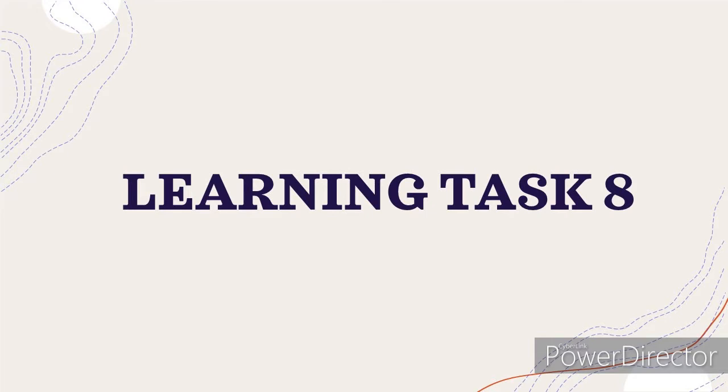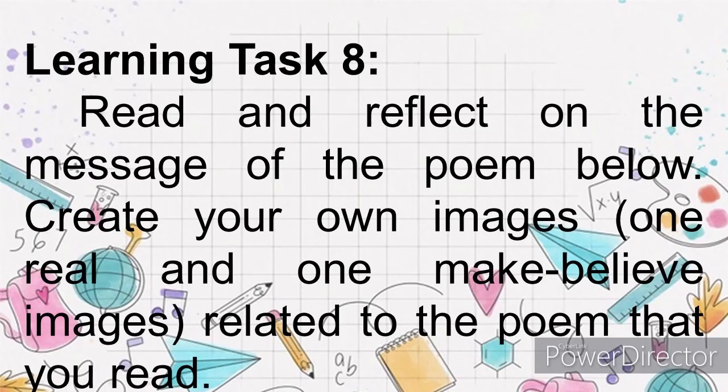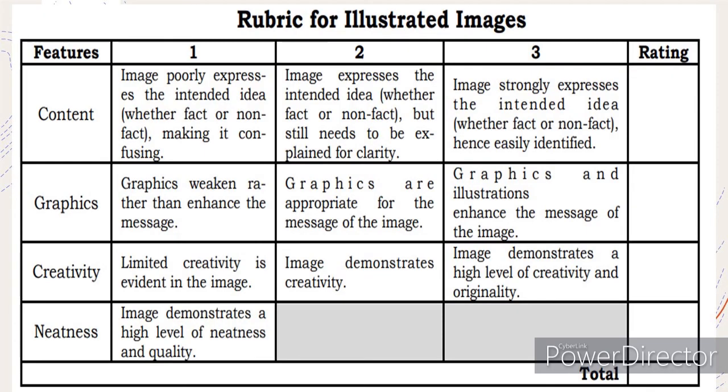Let's have first the directions for Learning Task 8. So, for Learning Task 8, you need to read and reflect on the message of the poem below. Then you're going to create your own image, one real and one make-believe image, related to the poem that you read. Here is the rubric that we are going to use in grading your activity. While doing the activity, you need to remember this criteria or the features in the rubric for illustrated images.